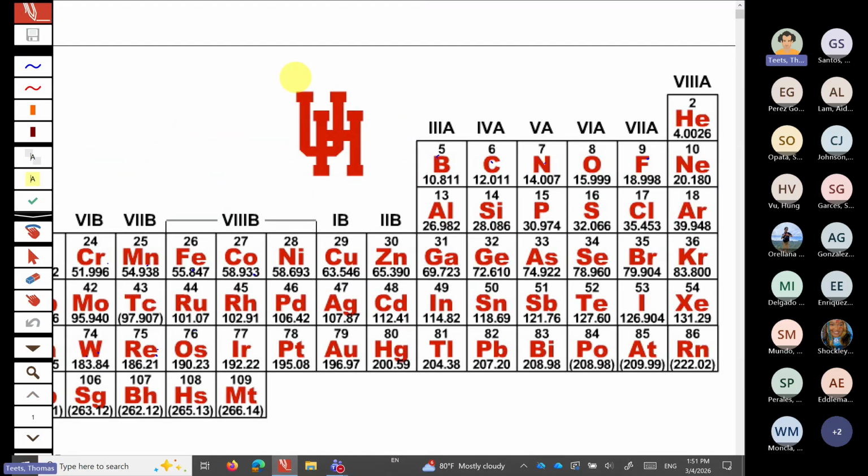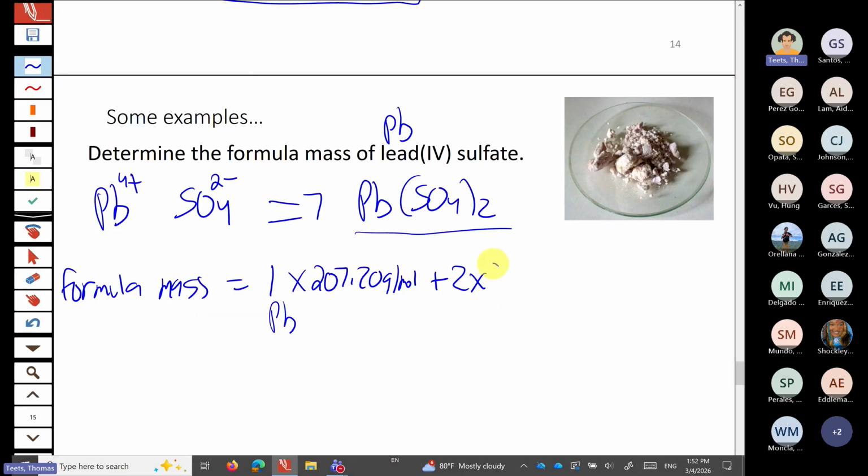If you don't believe me, here it is, 32.07. Done these too many times. I don't have to look them up, but I don't expect you guys to be able to do that yet. So 32.07 is the atomic mass of sulfur. And then oxygen we just saw, which was 16. And in total, how many oxygen atoms are there? Well, there's 4 for each sulfate, 2 total sulfates in the formula, so a total of 8 oxygen atoms in this formula. 16.00 for oxygen, as we just saw.